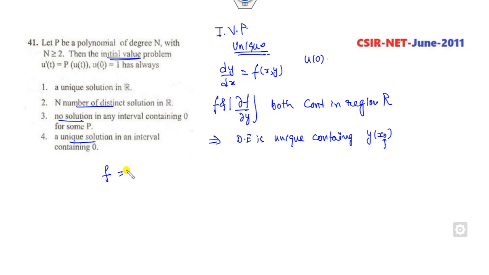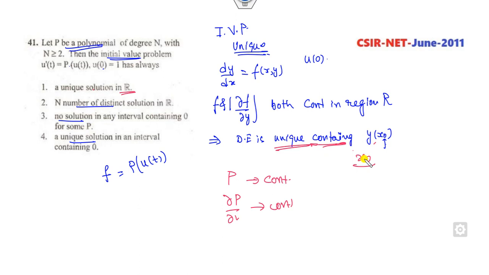In this case, f is p of, what is the p? P is a polynomial, and since we know a polynomial is a continuous function, its polynomial derivative is also a continuous function, so it means it has a unique solution. Is it in the whole R? No, it exists in the interval containing x₀. What is x₀? It is 0. So it has a unique solution in the interval containing 0, which is the right answer. The rest of the options are cancelled out here.